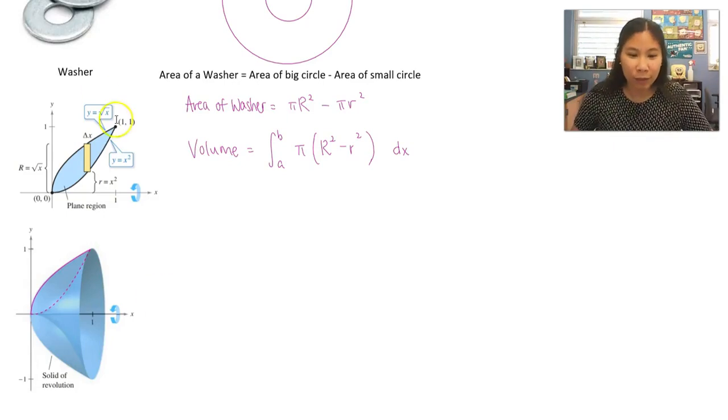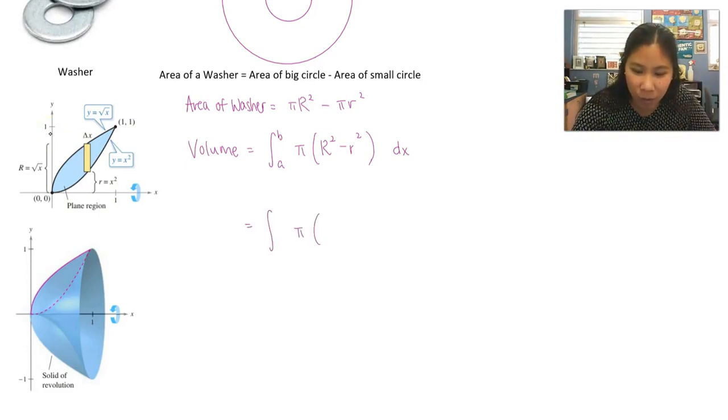For this particular problem, they've given us this curve here, which is the square root of x. This bottom curve here is y equals x squared. When we rotate it, the outside of our washer, the bigger radius, would be the square root of x function. So for this problem, our bigger radius would be square root of x, squared, and the smaller radius would be x squared, because that's on the inside.